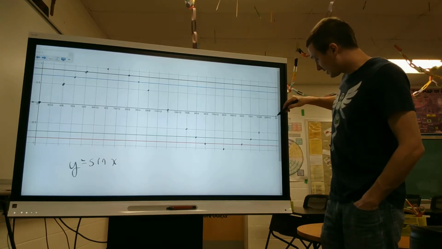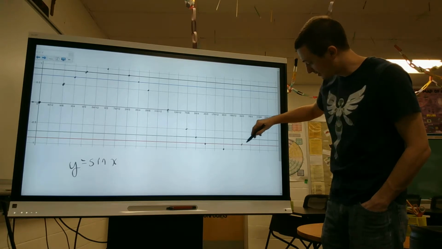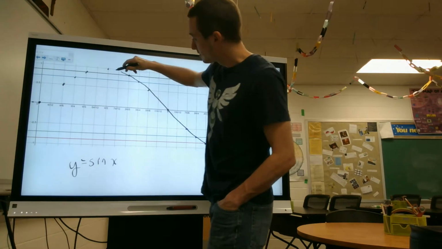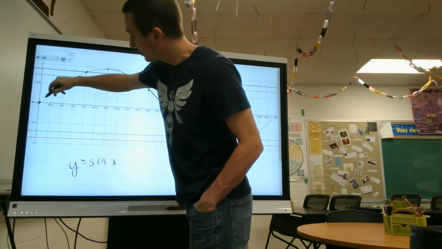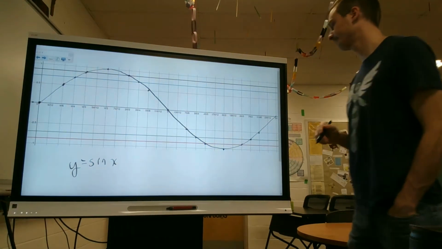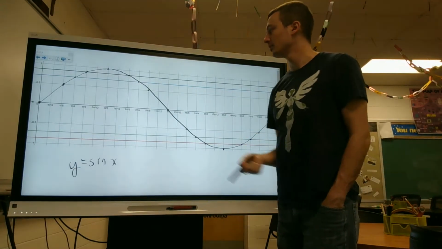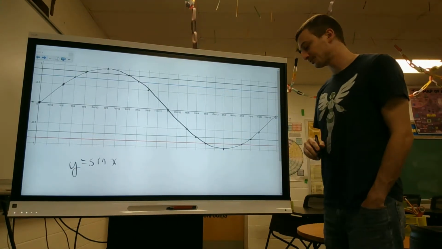Now this gives us the nice looking sine curve, just like that. Doesn't look too bad. I hit all the points at least, well, for the most part. A little bit off, but you get the idea.